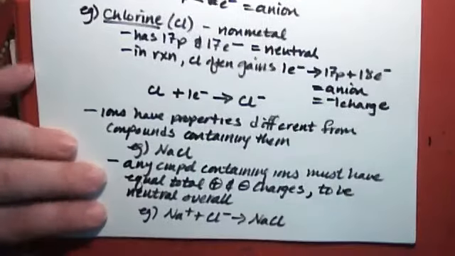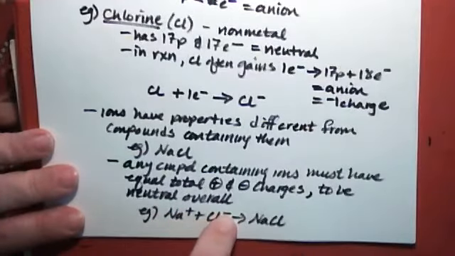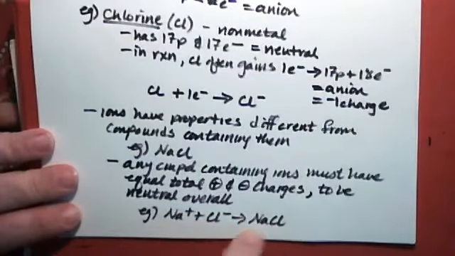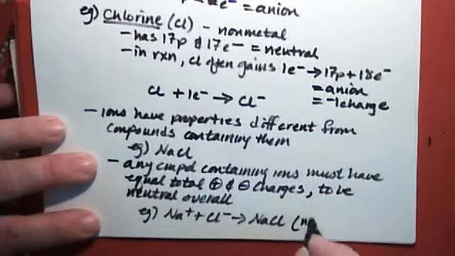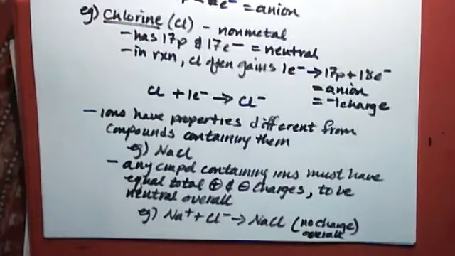Like, for instance, sodium chloride. Sodium ions have a +1 charge, chloride ions have a -1 charge, so they go together in a 1-to-1 ratio to form NaCl, which has no charge overall, even though the individual ions do.